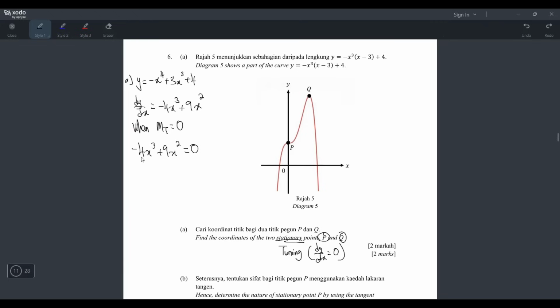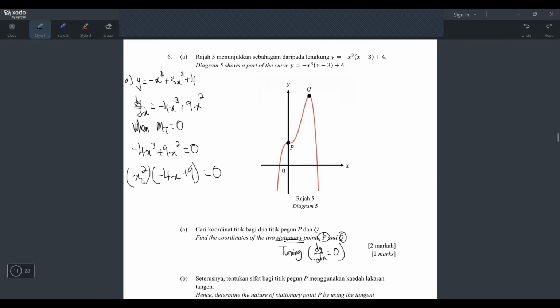X power 3 and x power 2, you can take out x power 2, right? So you will just take out the x square like this, and then you factorize. So negative 4 is still inside. X power 3, I already take out x power 2, means I divide. X power 3 divided, so left with x. And then plus 9. And then the x square, I already take it out. So stop bracket equals 0.